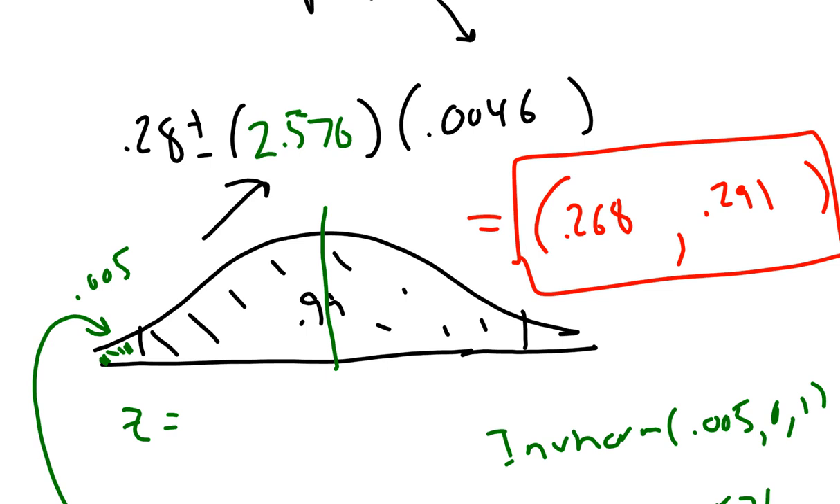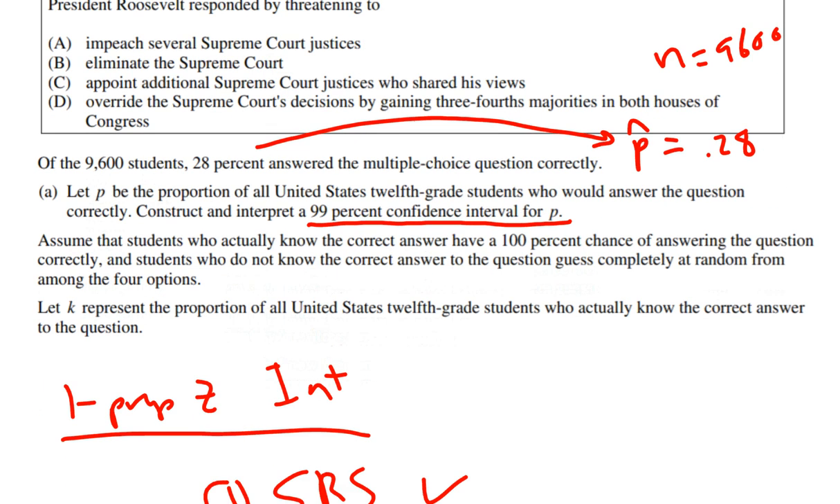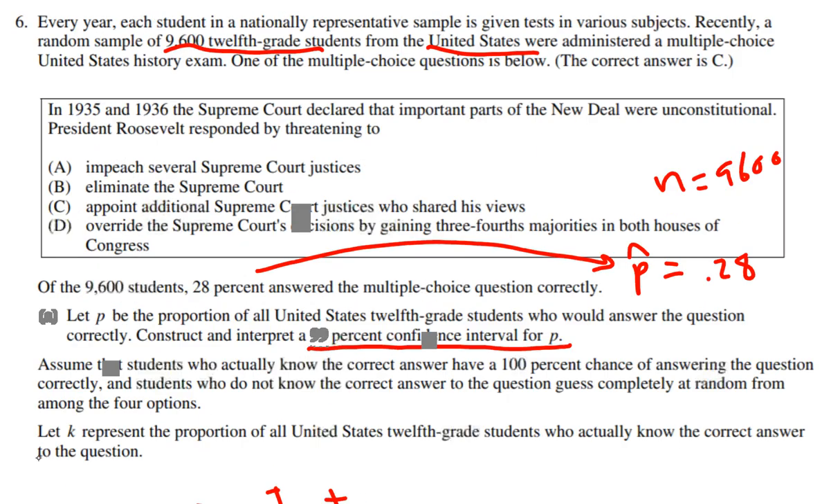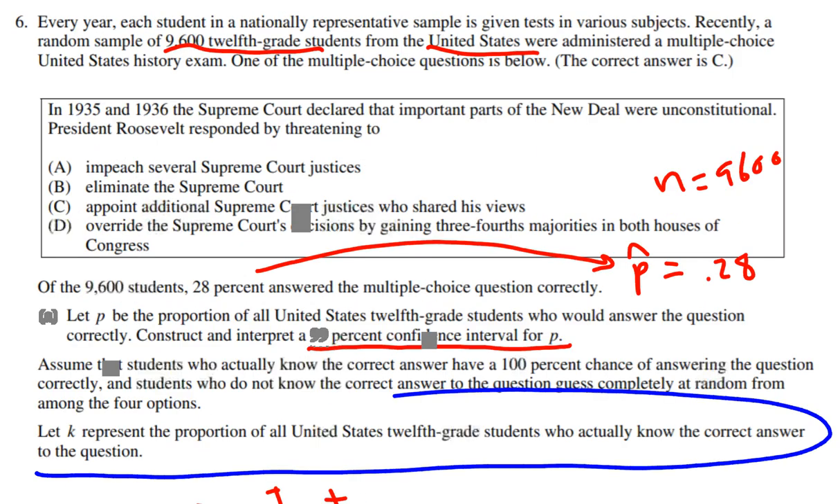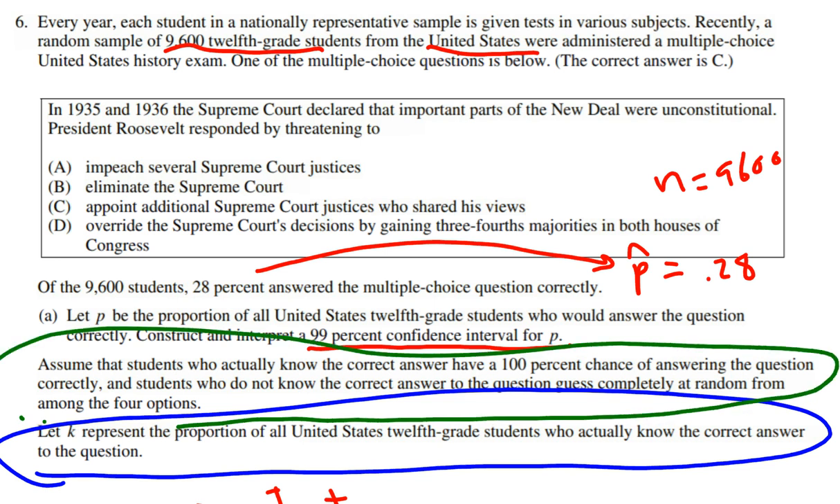Let's move on. They tell us in this next question, there's a little statement here we just got to read carefully. It's snuck in here. I'm going to highlight that here. Actually, and also the thing above it that I'm going to circle in green. So they're telling us two things here. They're saying, assume that students who actually know the correct answer have a 100% chance of answering the question correctly.